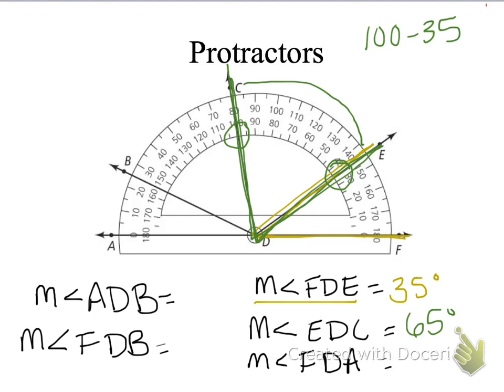The next one, angle FDA. FDA is this straight line. Whenever we have a straight line, you can see that both ends are 180 degrees. It is 180 degrees.